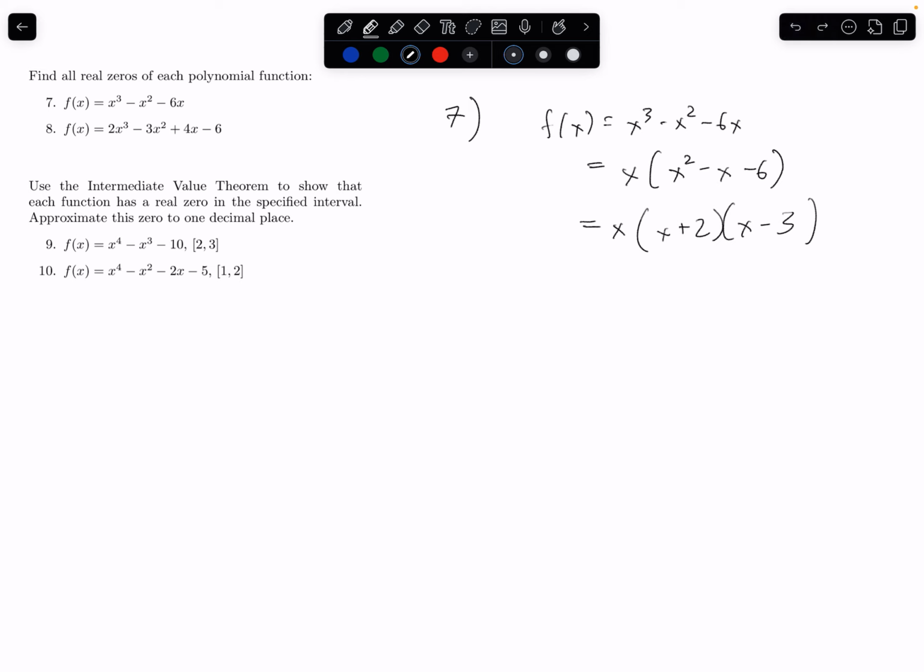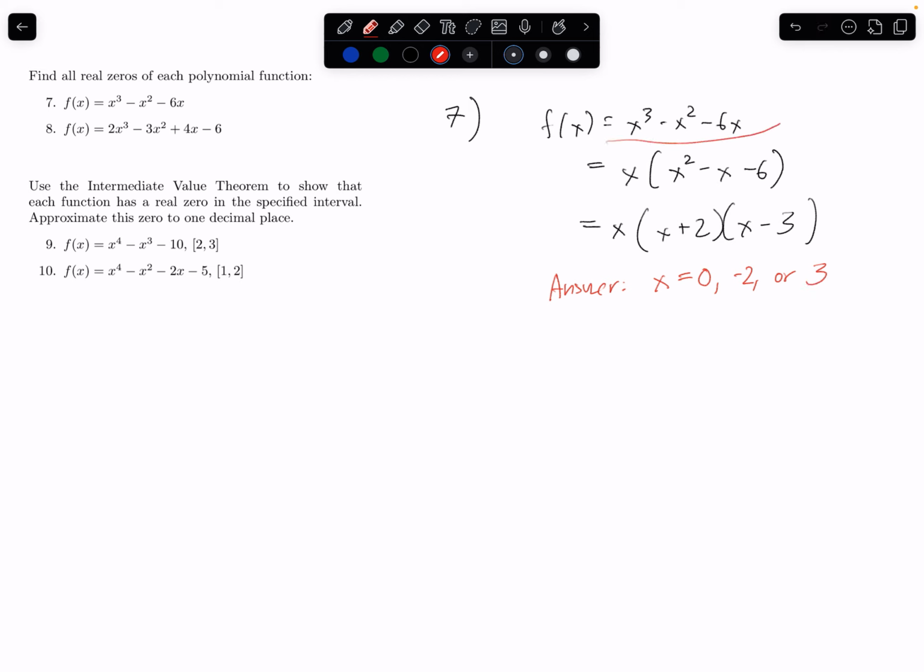Okay, so that means what are my zeros? Zeros are x equal to 0, because that would make this whole thing 0, right? Or x equal to -2, or x equal to +3. Those are the 3 things that would turn this whole result equal to 0.